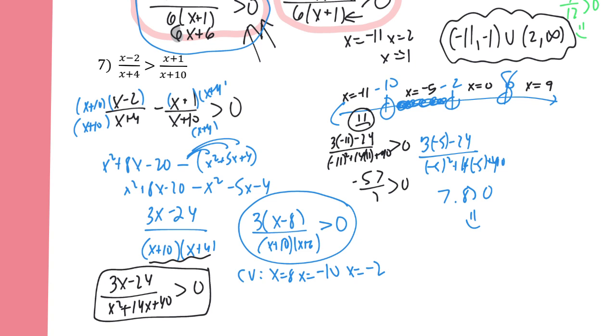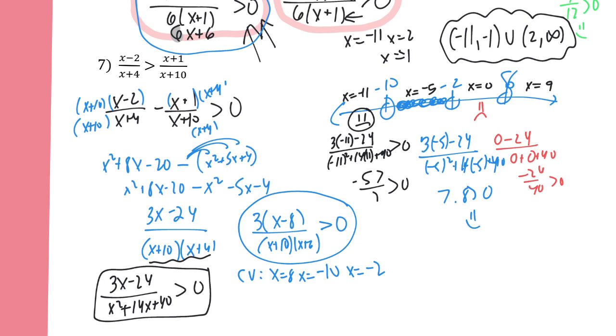Next one, love it. I'm going to plug in 0. If 0 is in a region, grab it. Use it. It'll be pretty easy to try. So if you plug in 0, you get 3 times 0 is 0, minus 24, over 0 squared, which is 0, plus 14 times 0, and then plus 40. You get -24 over 40. Is that greater than 0? Not on your life. No, it's not.